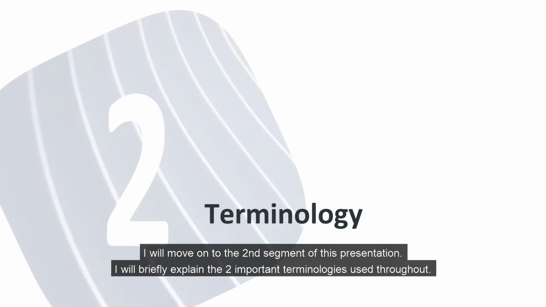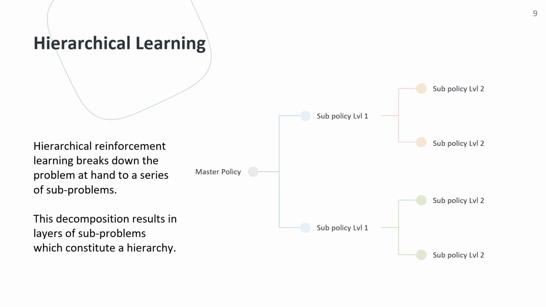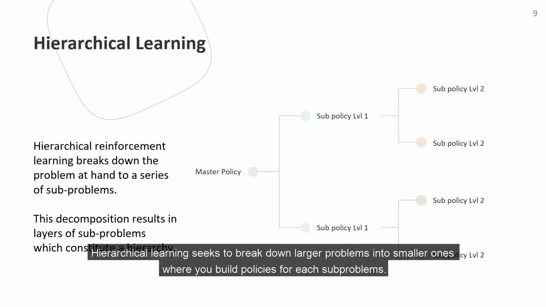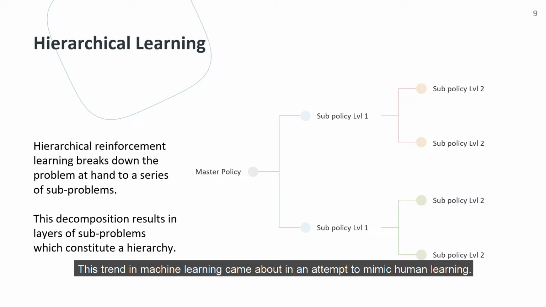I'll move on to the second segment of this presentation. I'll briefly explain the 2 important terminologies used throughout. The first terminology is hierarchical learning. Hierarchical learning seeks to break down the larger problems into smaller ones where you build policies for each sub-problems. This trend in machine learning came about in an attempt to mimic human learning.